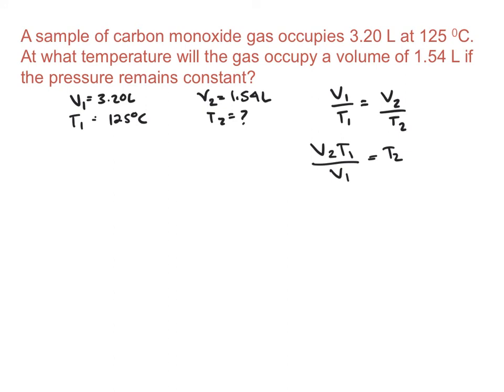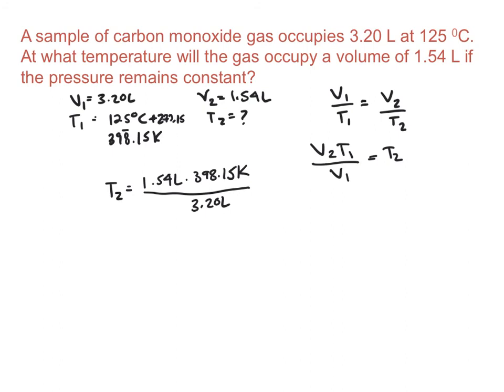Now that we've manipulated it, we're going to check our variables and make sure we're plugging everything in correctly. Of course, we check our volumes and make sure they match; the units of liters and liters match. We need to make sure our temperature is in Kelvin. Since it's not, we're going to add 273.15 to this value, and that's going to give us 398.15 Kelvin. Now we're going to plug this in.